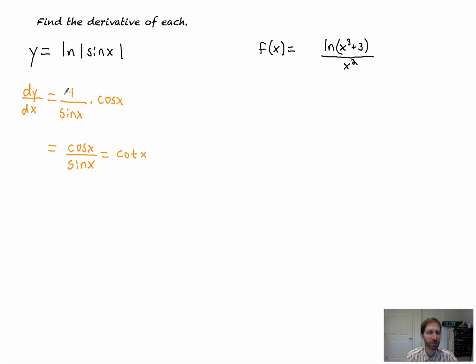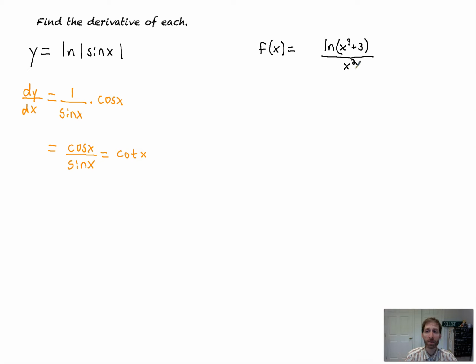1 over stuff, d stuff. All right, last one, and then we'll get into the why behind all of this. Oh no! We've got ourselves a quotient, ln of stuff over x squared. No sweat. Do the quotient rule, and when you get to ln, your brain should just focus on the ln rule, and then we'll go back out to the quotient rule.